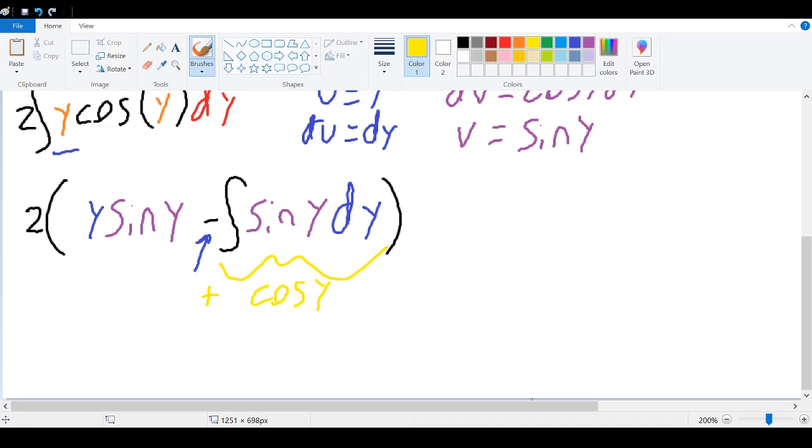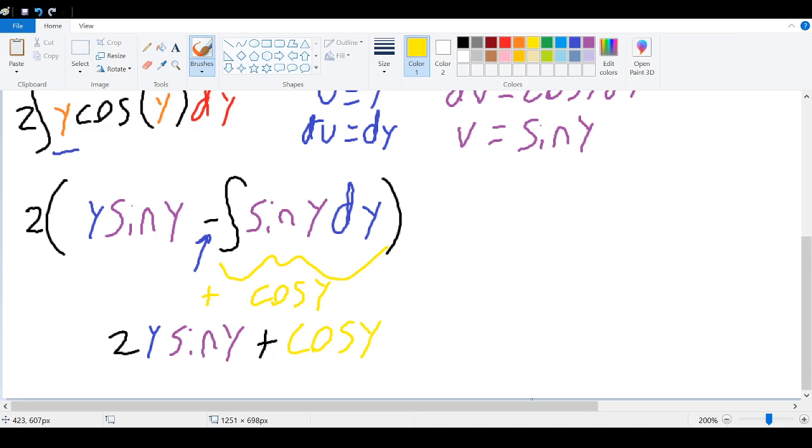And so now I'm just going to distribute the 2. And so we have that entire integral was equal to 2y times sine y plus cosine y. And this is the answer.